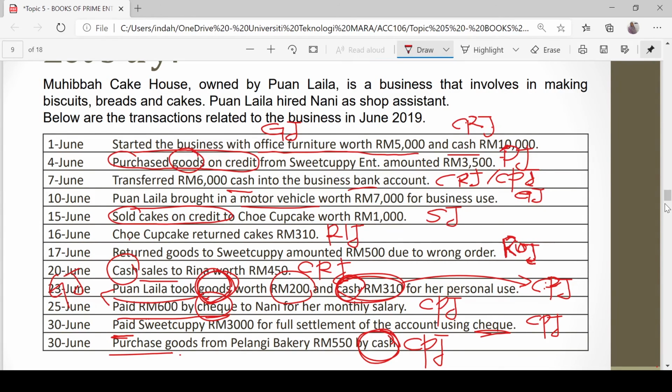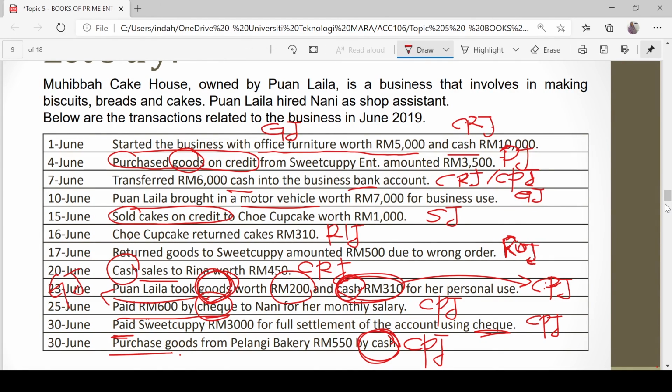Return goods to Sweet Cupcake. Previously we purchased on credit from Sweet Cupcake and then we return the goods to Sweet Cupcake. So this is a return for credit purchase, return outward journal. Cash sales to Rina, meaning that you receive money because you sold something to Rina, so cash receipt journal.